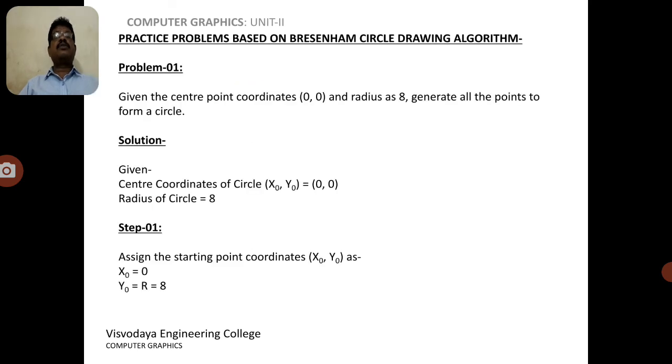Now we will focus on an example. Suppose 0 is the center coordinate, and the given radius value is 8. Based on these two given values, we can draw the circle using the intermediate points that we are going to find. Here the radius value 8 is assigned to the y value. The algorithm starts with x naught equals 0 and y naught equals the r value, that is 8.